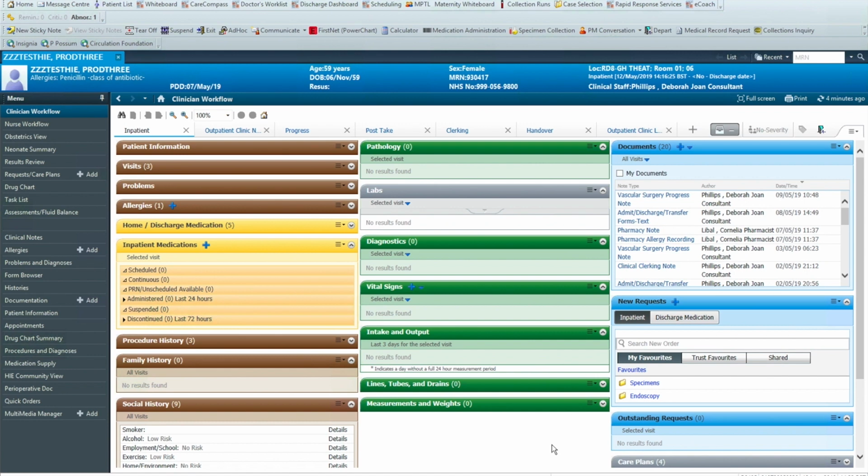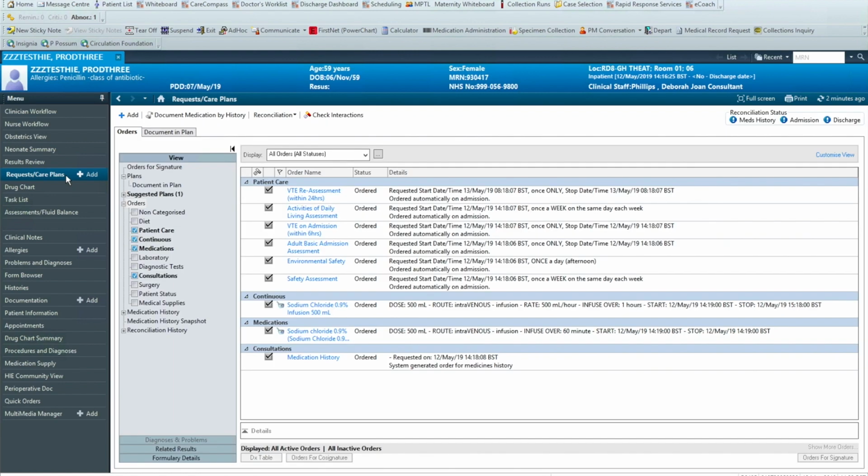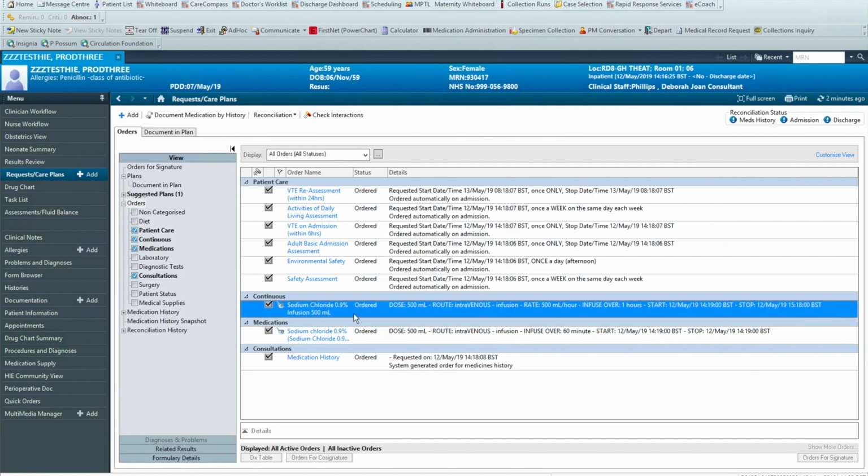Just to demonstrate this, we'll have a look at a test patient. If we look at this patient who's recently been admitted and go to their orders, you can see that I have ordered a continuous infusion of sodium chloride, 500 mils at a rate of 500 mils per hour. This was scheduled to start at 19 minutes past 2.